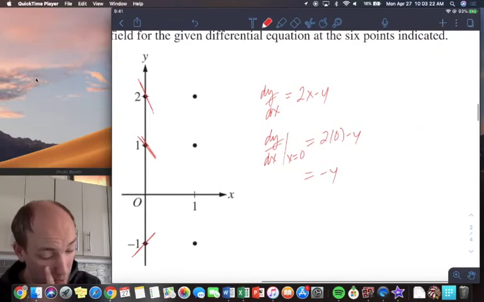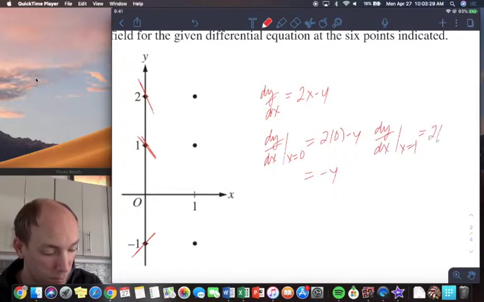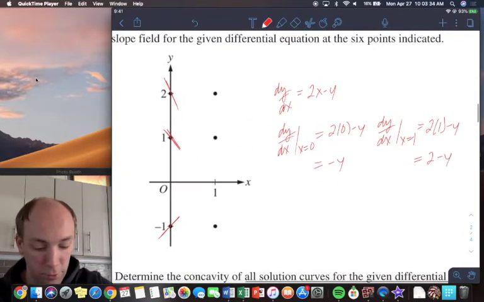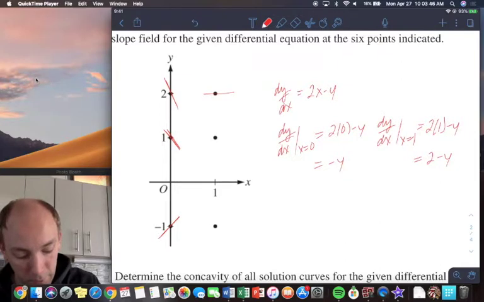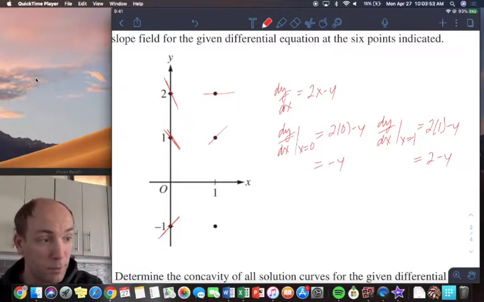Okay, and then I would do the slopes for all the places that x equals 1, so 2 times 1 minus y, or just 2 minus y. So 2 minus 2 for the point that's up here. 2 minus 2 would be a slope of 0. Okay, and then 2 minus 1 would be a slope of positive 1. There's not one at the x-coordinate of 1. And then down at the bottom there, 2 minus negative 1 would be a slope of 3, so this one should be the steepest of all of them.